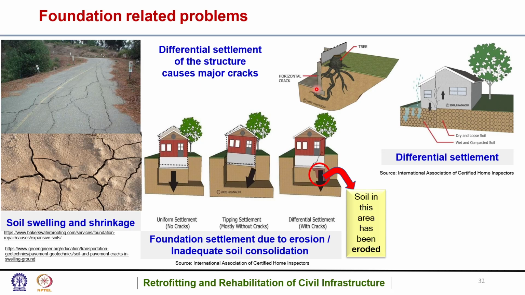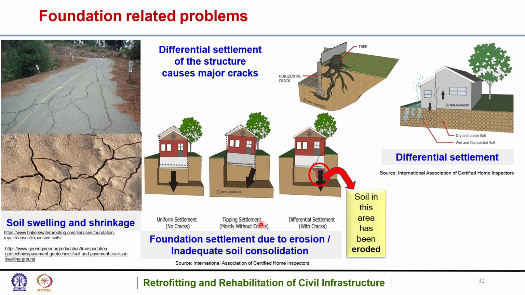As can be seen here, because of the differential settlement, there is a horizontal crack here, because of the mechanics involved. So this is one case of differential settlement. Then there is foundation settlement due to erosion or inadequate soil consolidation. If we see here, in this case there is uniform settlement, so the settlement is uniform everywhere, and therefore there are no cracks.